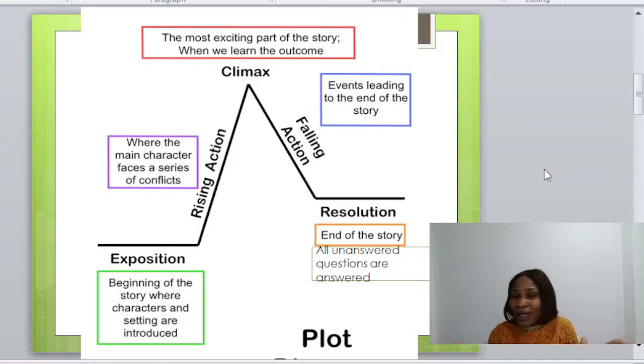So what happened at the end? And they lived happily ever after. And the witch never came back. And the boy finally married the princess, or the prince finally married the princess rather. So that's the plot of the story.